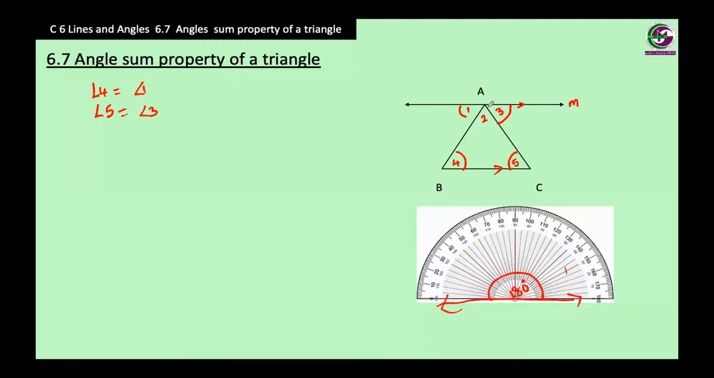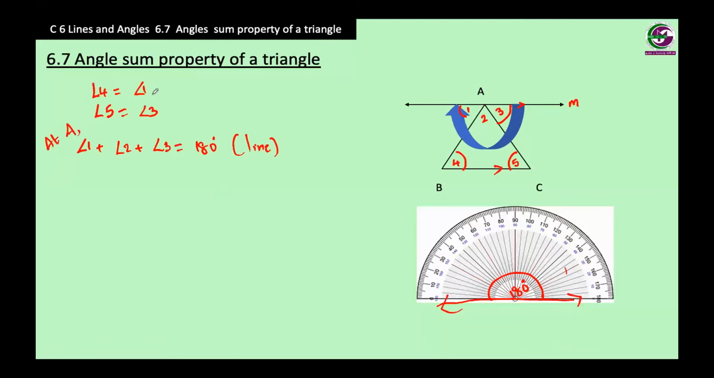Now at the point A, you can see that it's a straight line. And the total angle on a straight line is 180 degrees. So angle 1 plus angle 2 plus angle 3 is equal to 180 degrees because it is forming a straight line at the point A.